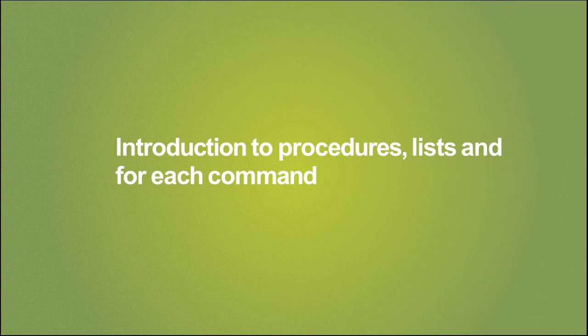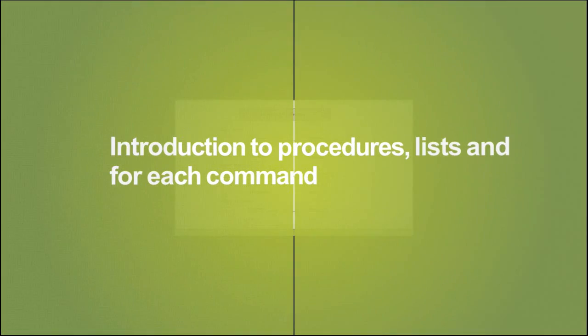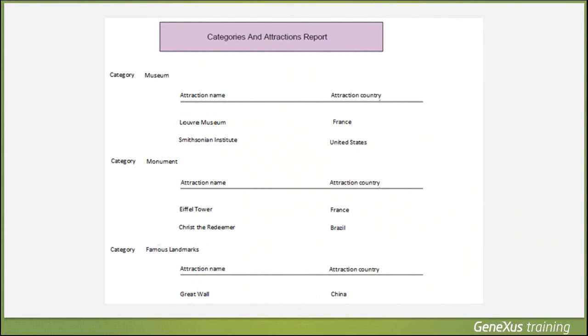In a previous video, we saw how to define a procedure with a single for each command in its source for accessing the data in a base table and its extended table. Let's now suppose that the travel agency requires a report to show all the attraction categories, and for each category, the list of tourist attractions that have been entered.